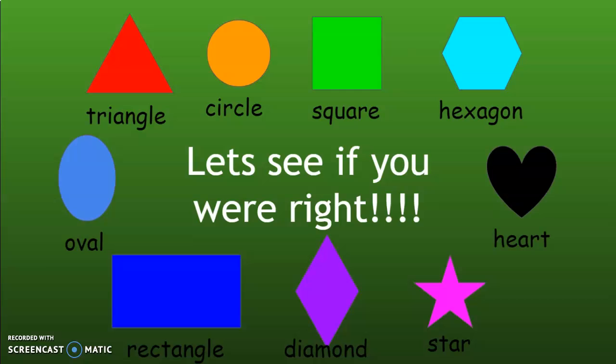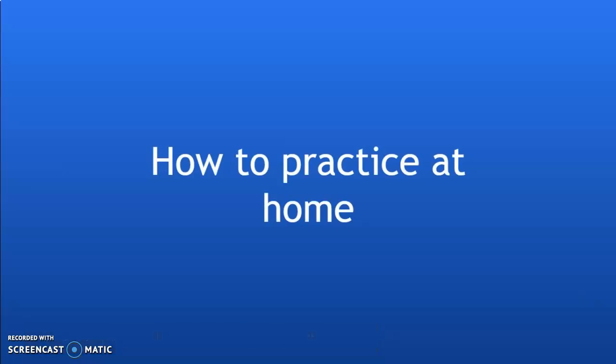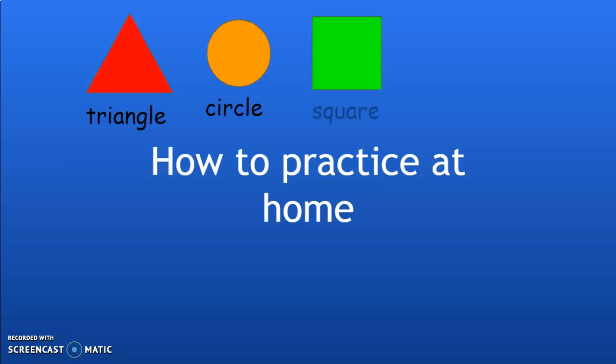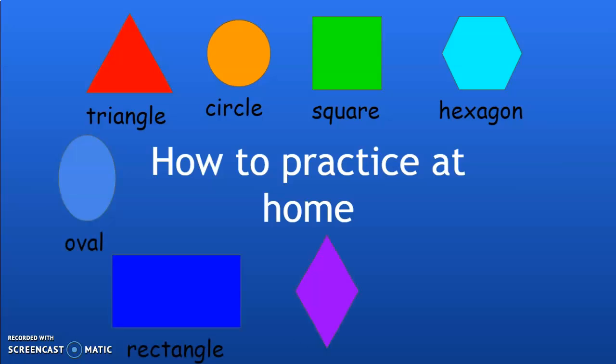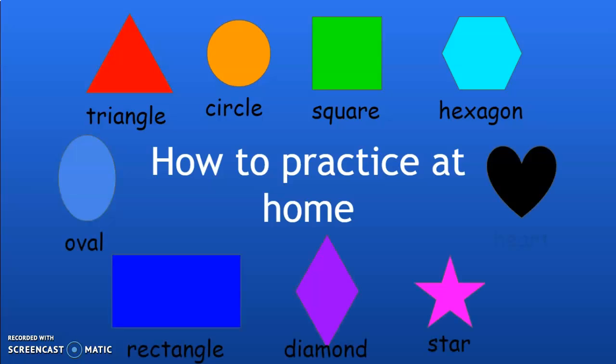Good job. Remember, you need to keep practicing so you know all of your shapes. Now here's how you can practice this at home. Each one of these shapes, so we have triangle, circle, square, hexagon, oval, rectangle, diamond, star, and heart, can be drawn on paper, or you can put them on index cards yourself, or you can have a parent help you.